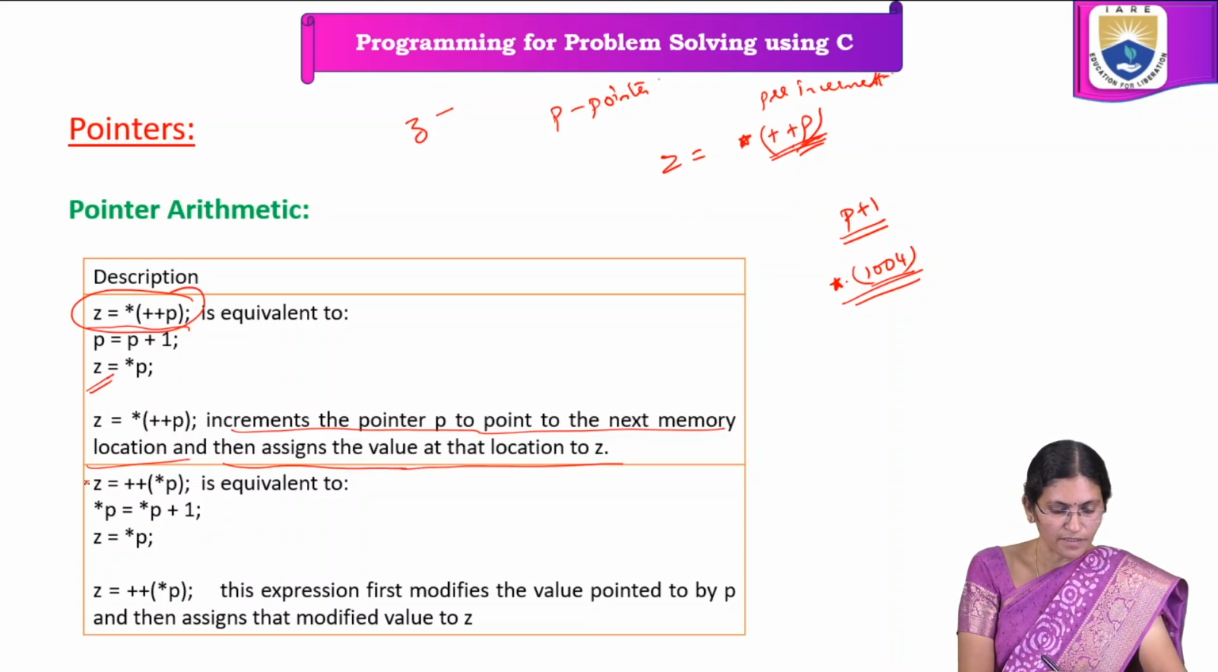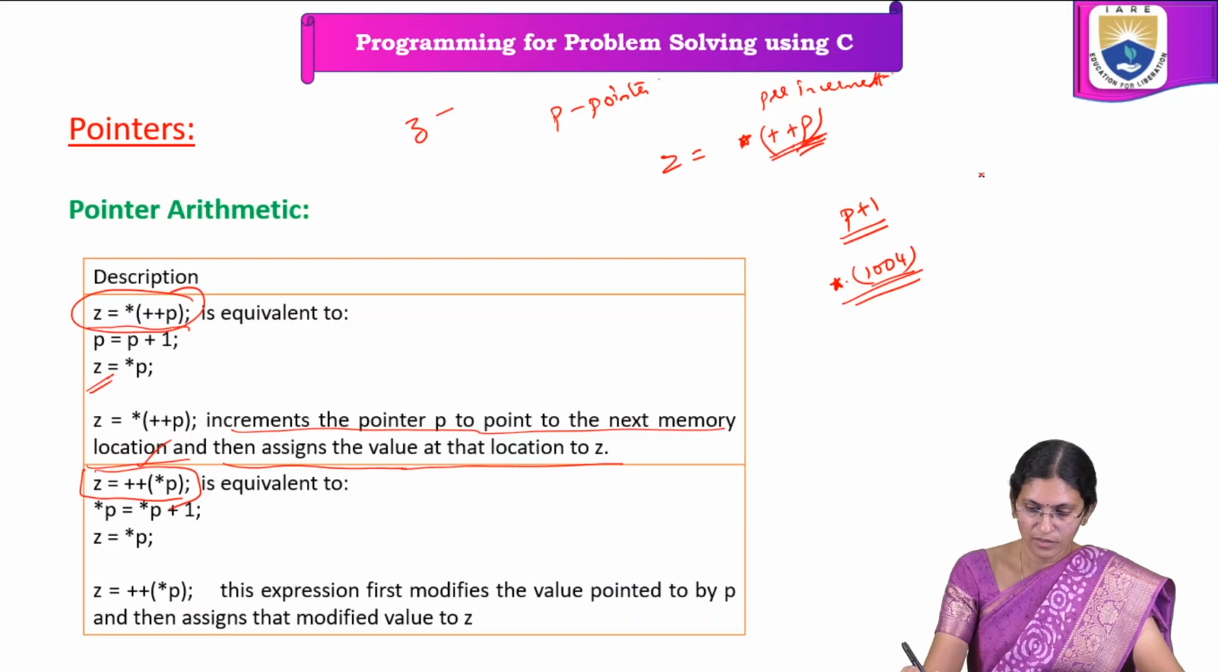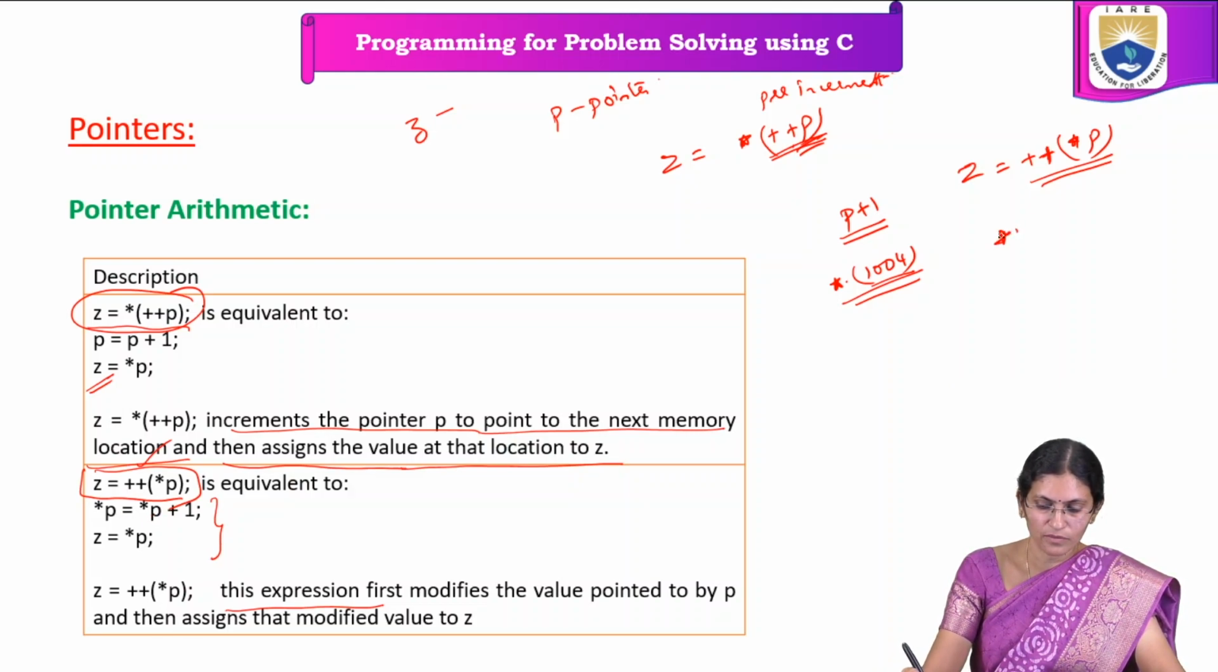So next, consider this statement: z is equal to plus plus star p. Here also we have used pre-increment, but in a different way. So first, the pre-increment is done on this expression. This is how the statement will be evaluated: star p is equal to star p plus 1.